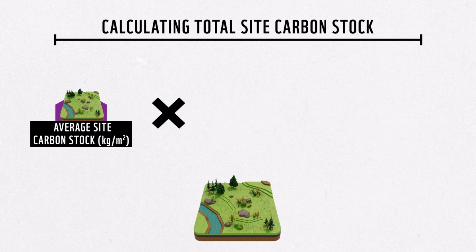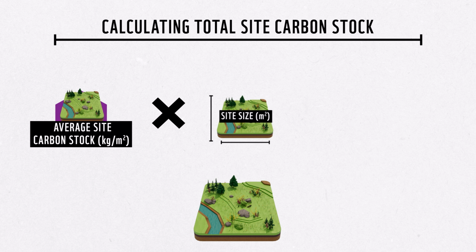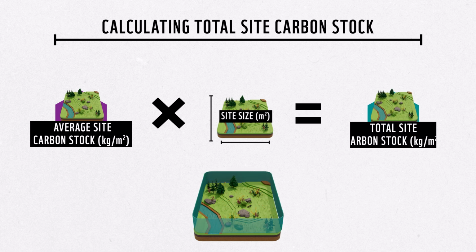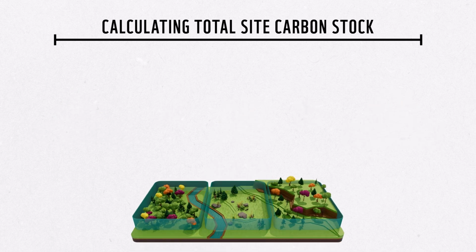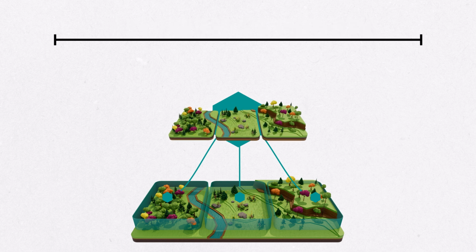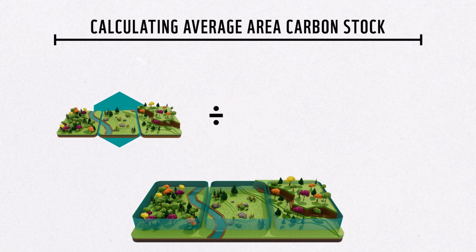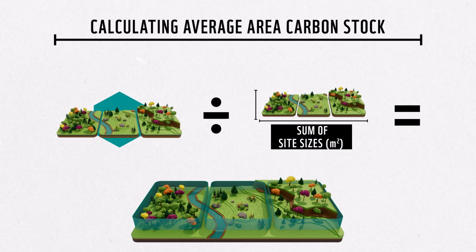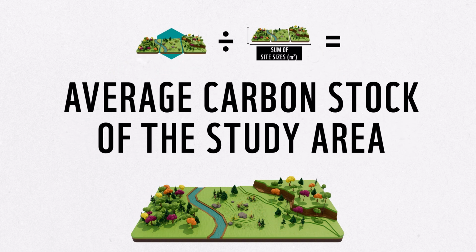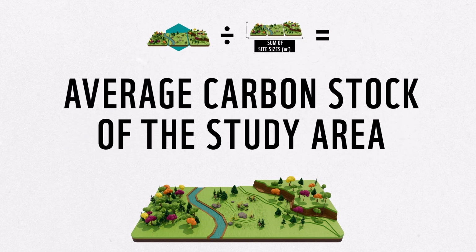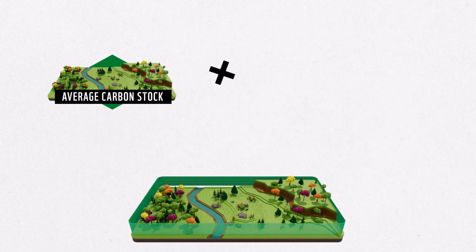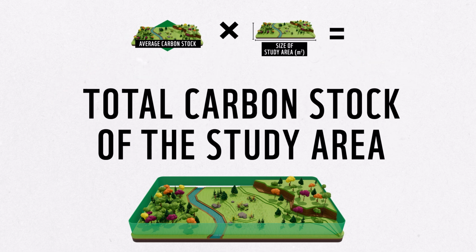Multiply the average carbon stock of the site by the size of the site in meters square to obtain the total carbon stock of each site. But what we're really interested in is the carbon estimate for the entire study area. So, next add up the total carbon stocks for all the sites and divide by the sum of the site sizes. This gives the average carbon stock of the study area. Finally, if you're interested in total carbon stock of the study area, multiply the average carbon stock of the study area by the size of the study area.